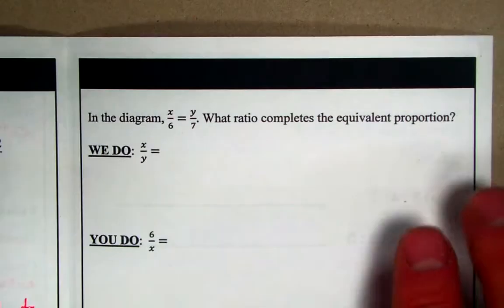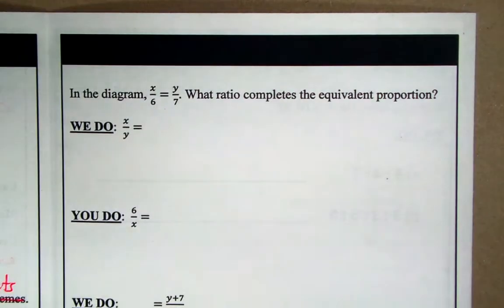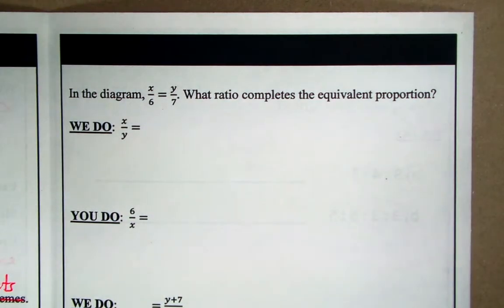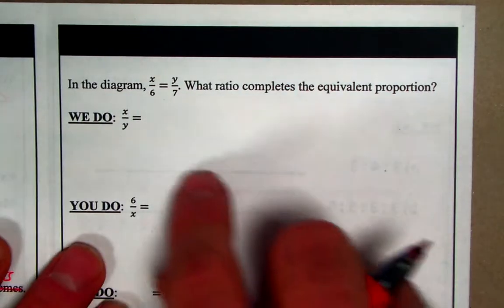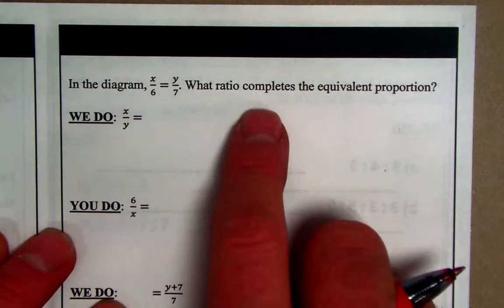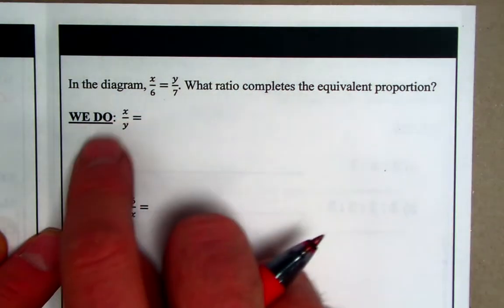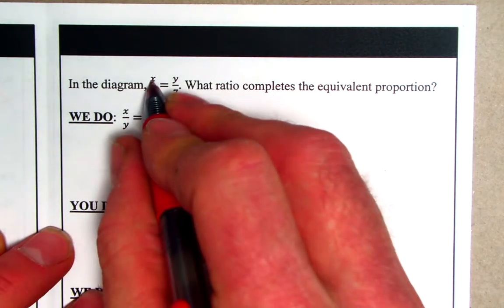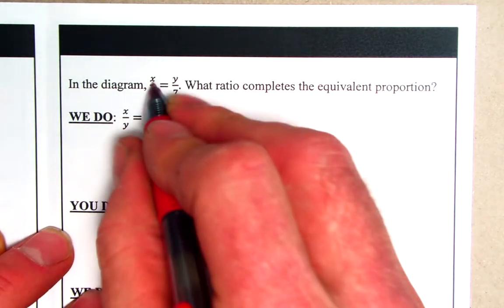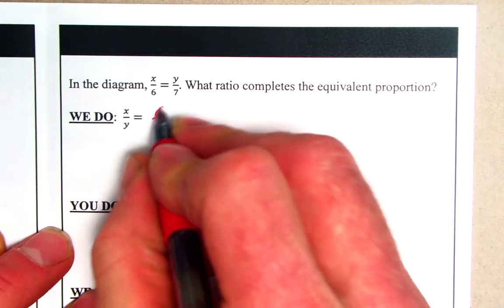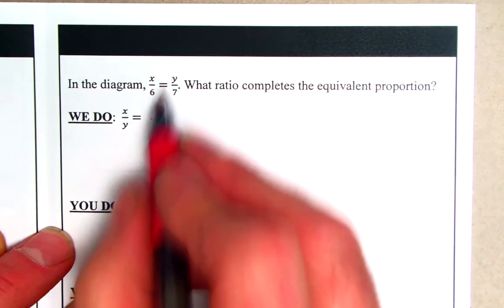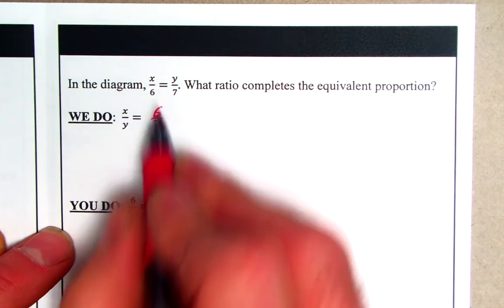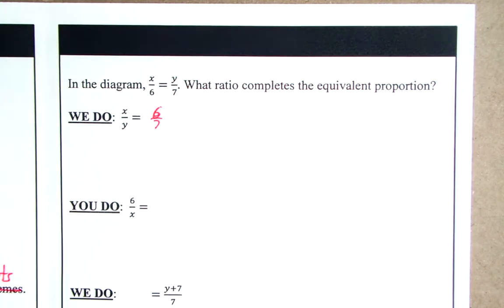Okay, so this example is supposed to have a diagram over here. We can complete it without the diagram, but it gave a little context. But what ratio completes the equivalent proportion? So x is to y as, well, x is to 6 as y is to 7. X is to y as 6 is to 7. We know that's true because here our cross product is 7x, here our cross product is 7x.